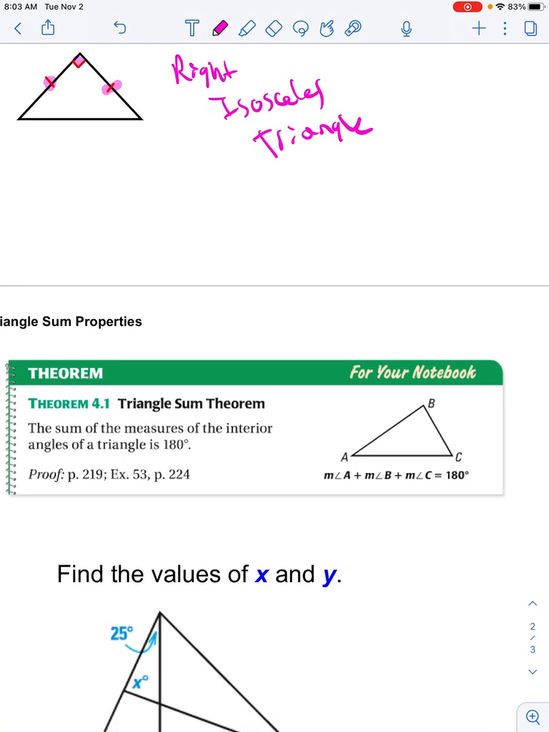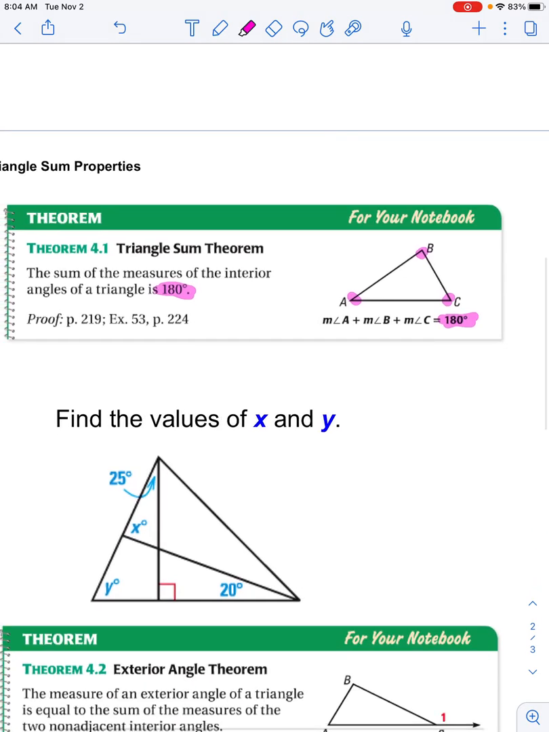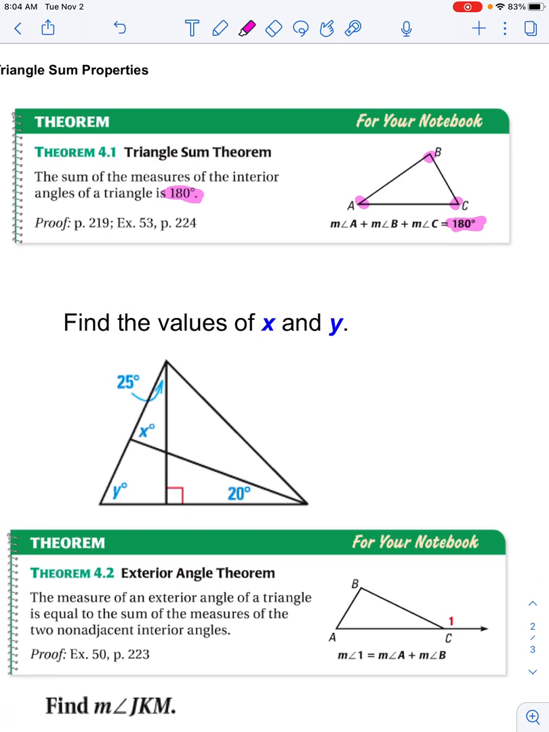Some important notes to write down: the measure of the interior angles of a triangle. Again, angle A plus angle B plus angle C always add up to 180 degrees. If it doesn't add up to 180 degrees, it's not a triangle. So triangles always add up to 180 degrees. So let's take a look. Find the values of X and Y here.